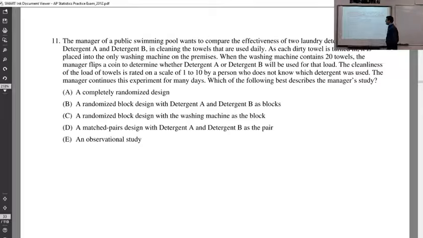A completely randomized design is whenever you have part of them going into one group, part of them going into another. In this case, some of the 20 are getting A, some of the 20 are getting B, and we are randomly deciding which one is which. That's a completely randomized design.